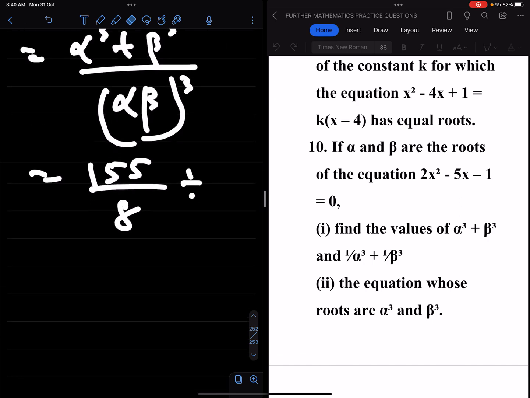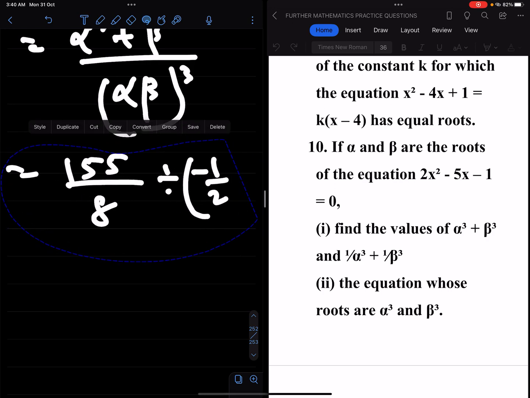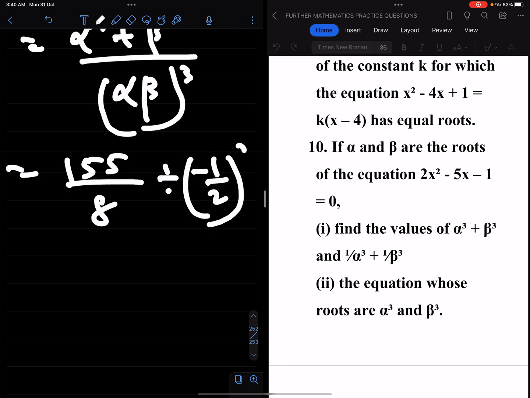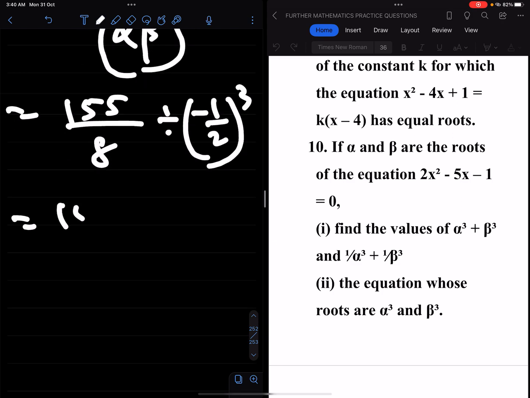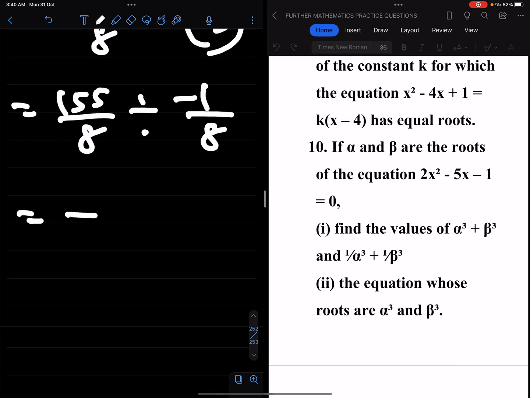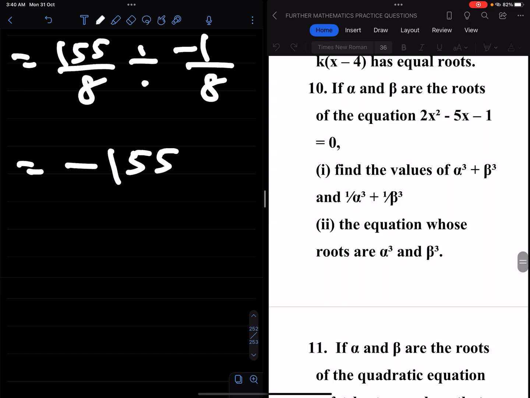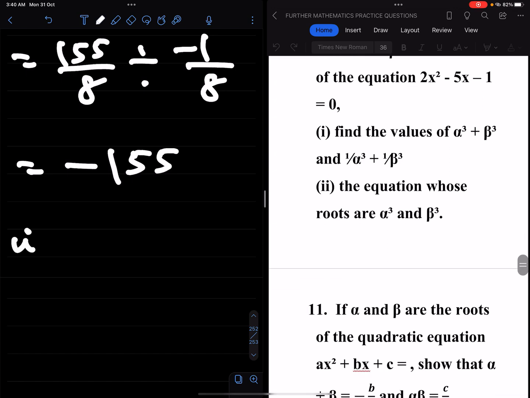So the cube of alpha beta will now become the cube of minus 1 over 2. And that simply means 155 over 8 divided by minus 1 over 8, and that's the same as 155 over 8 times 8 over minus 1, and that will be minus 155. Now we go to Roman figure 3.